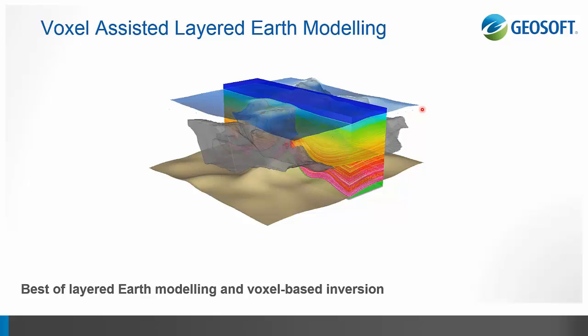So really what we need to do is to take the best of both worlds and put together layered earth modeling and voxel-based inversion. And that's why we introduced VALEM, which combines the two using a hybrid modeling approach. So as Bruce already said, VALEM stands for voxel-assisted layered earth modeling.